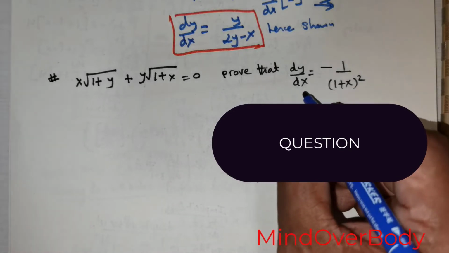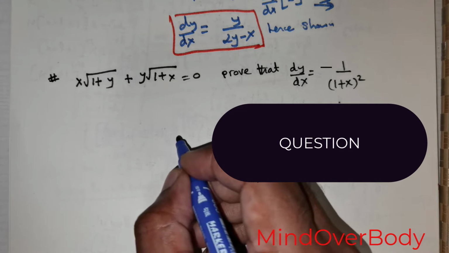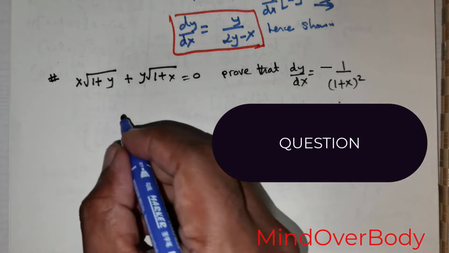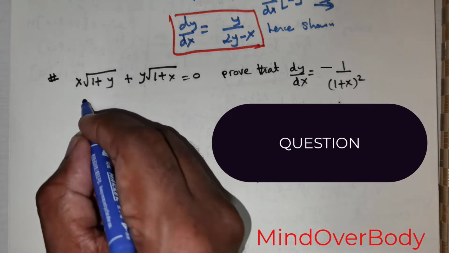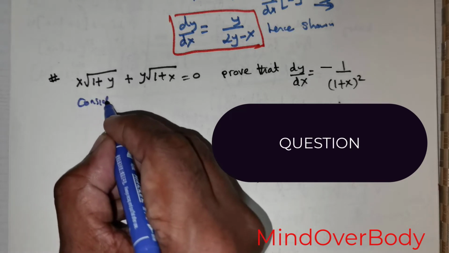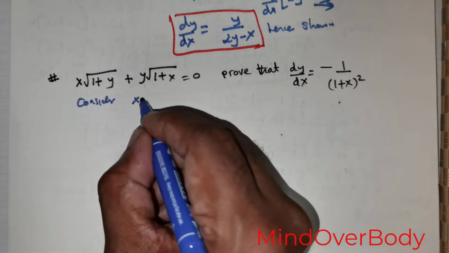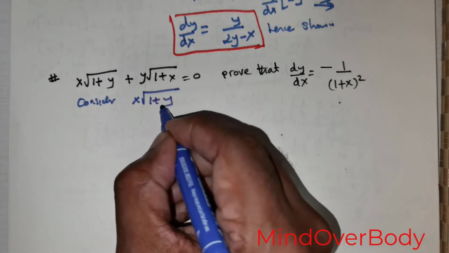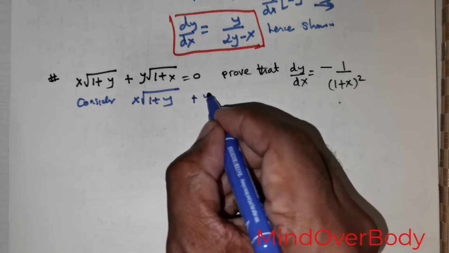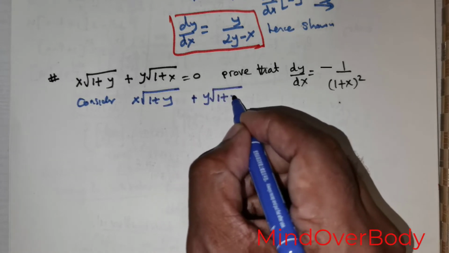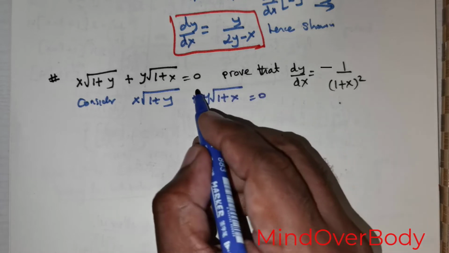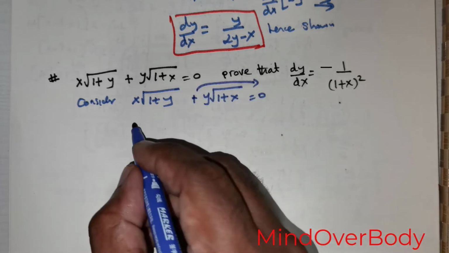We expected to prove 1 + x^2. So foremost, I'm going to consider x times root of 1 + y, plus y times root of 1 + x, is equal to 0.